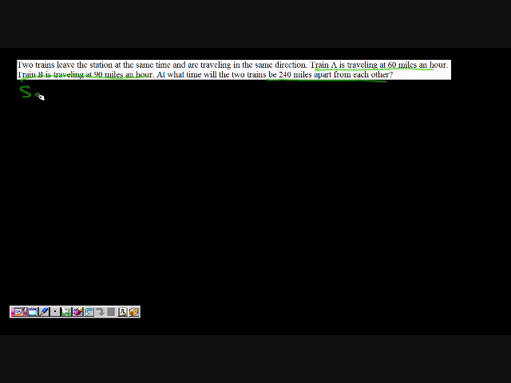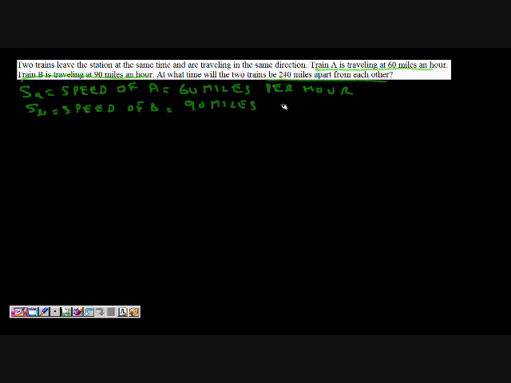So let's say S of A is equal to the speed of A, which is 60 miles per hour. What this means is that in an hour, this train will have traveled 60 miles. That's what speed means. S of B is the speed of B, which is 90 miles per hour. So that means that this train will have traveled 90 miles in 1 hour if we are given a time of 1 hour.